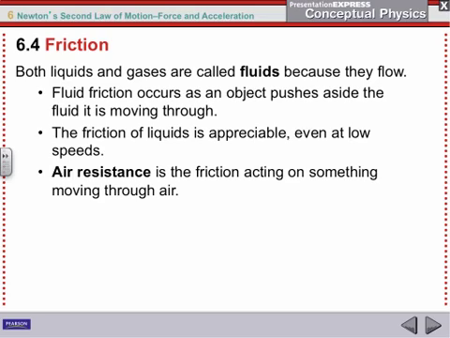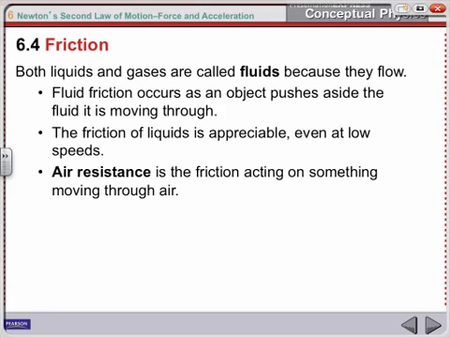So we would have friction if we're talking about a car. We're going to have friction between the tires and the road, but we also have fluid friction as the car moves through the air. Or if you throw a football in the air, it's going to have fluid friction as it moves through the air. And that's air resistance is what we're talking about. Air resistance is that friction that we're talking about as an object moves through the air.